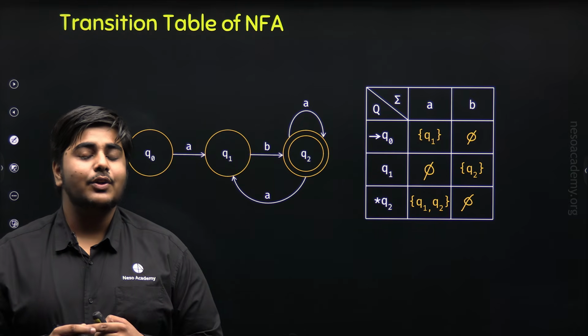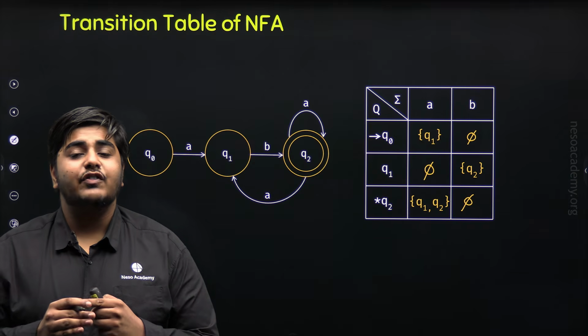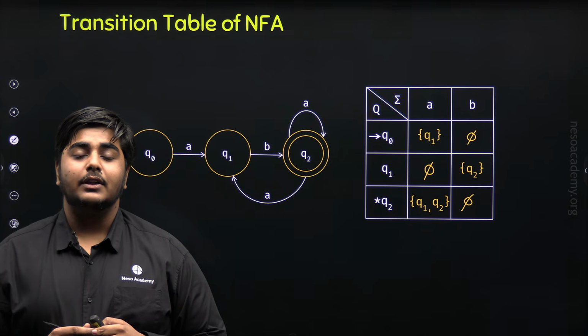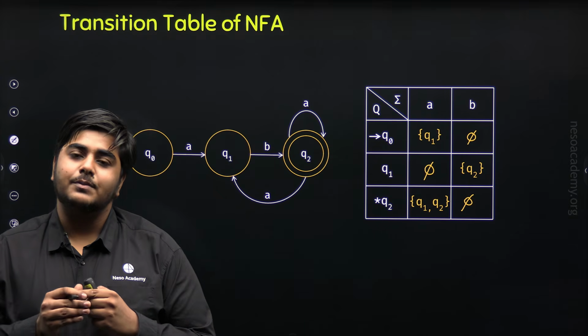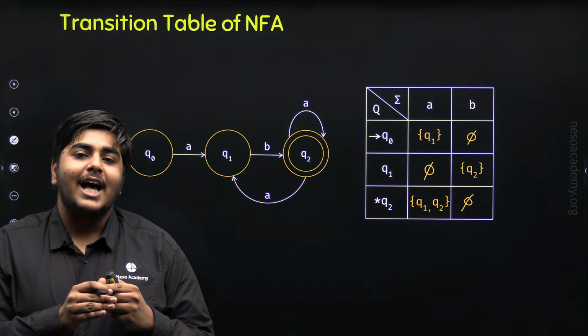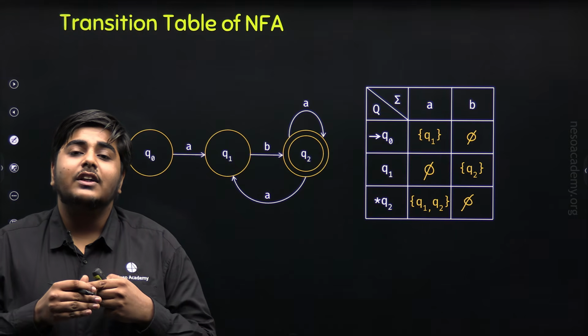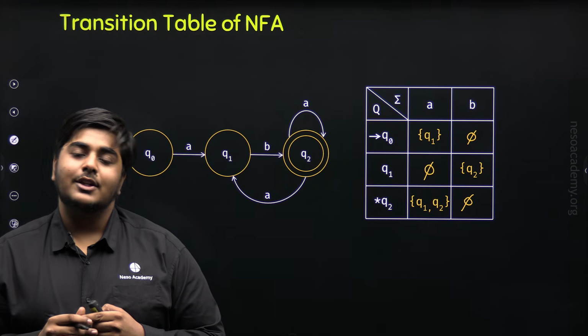So we have understood the transition diagram of NFA, the transition table of NFA, and we also know how to convert the transition diagram into a transition table. Now we will solve one problem based on NFA construction from scratch, in which we will design an NFA for the given problem, and after designing the NFA, we will convert the transition diagram of an NFA into its transition table. So let's see the problem.